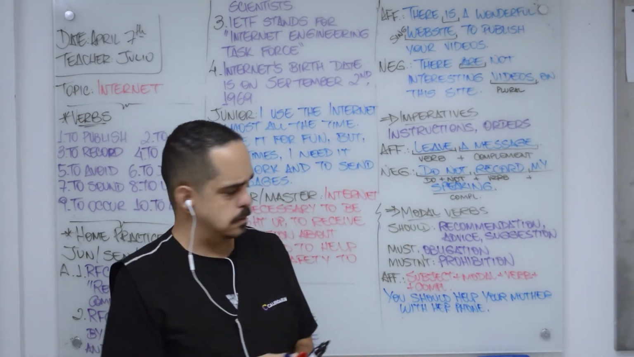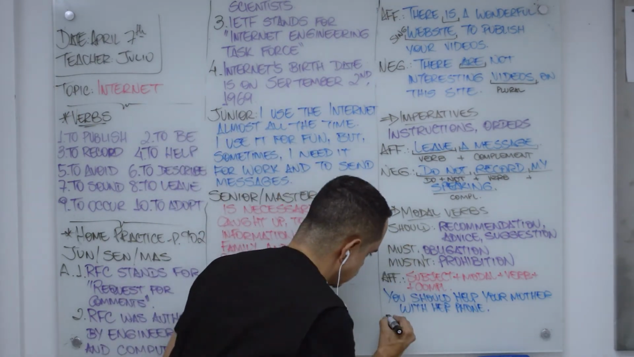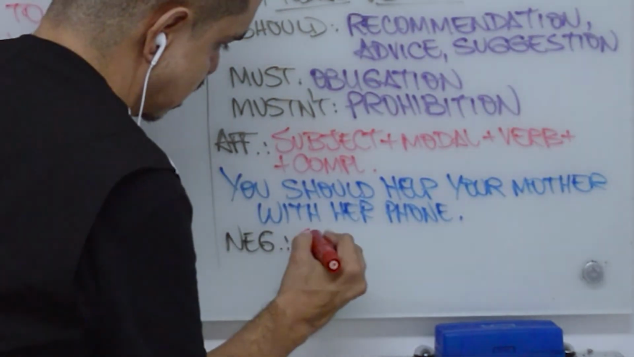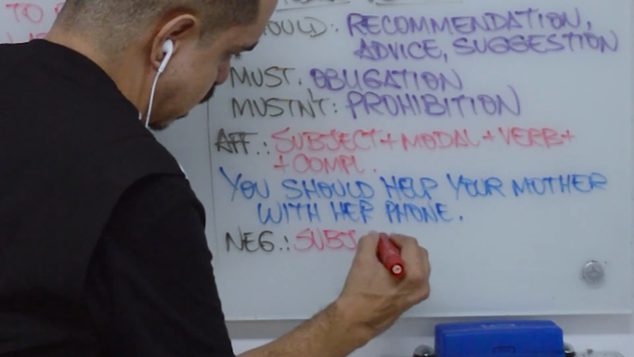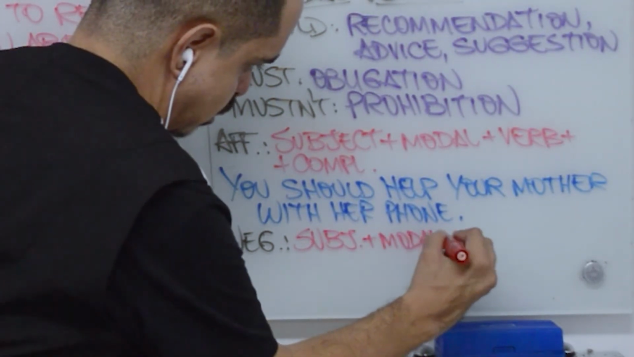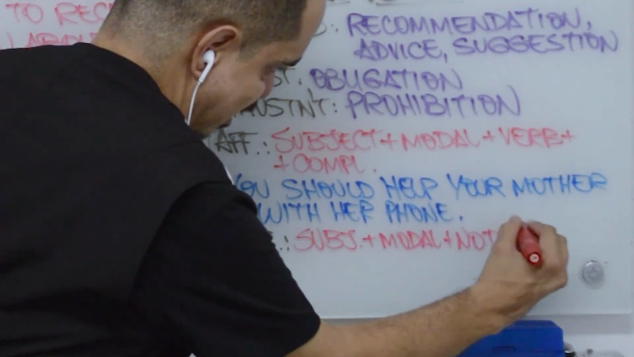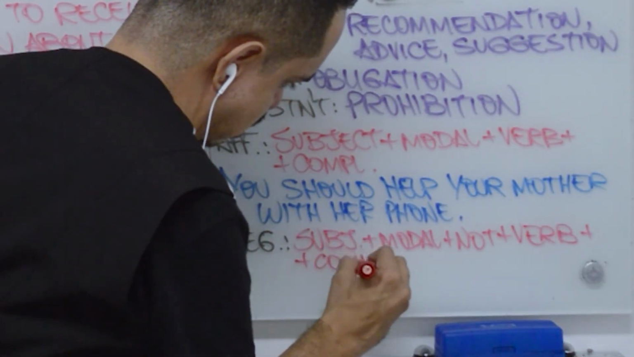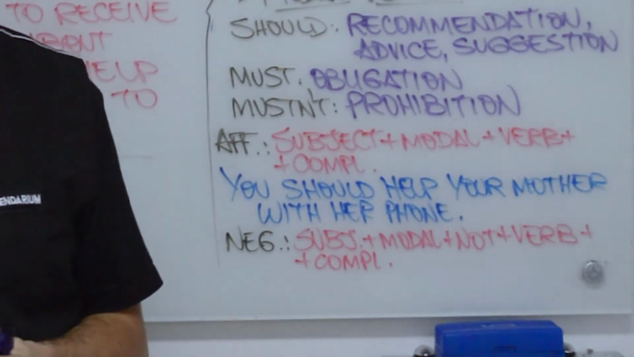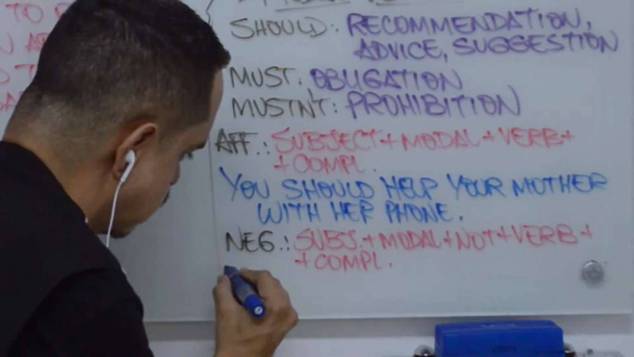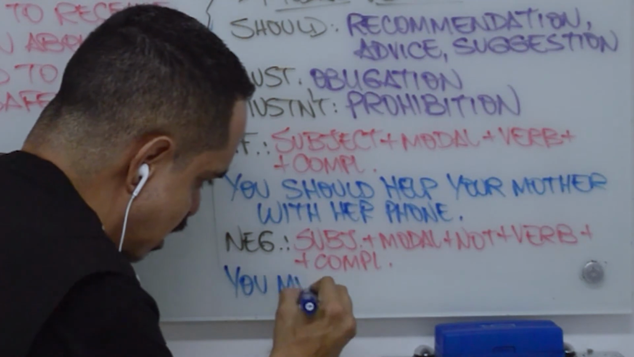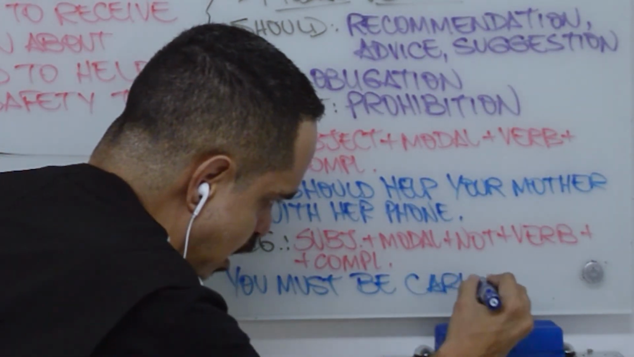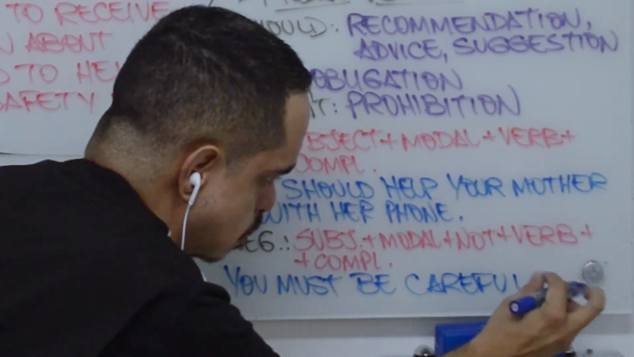For the negative form, I'm going to add not. So I have subject plus modal plus not, verb, and complement. For example, you must be careful.